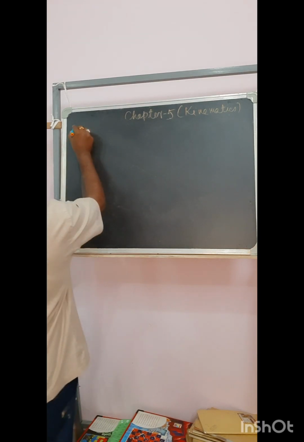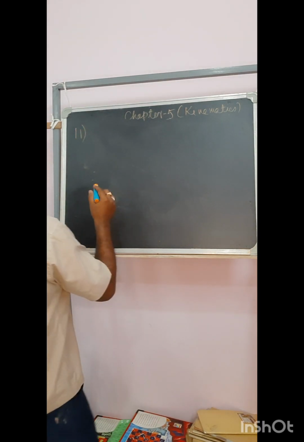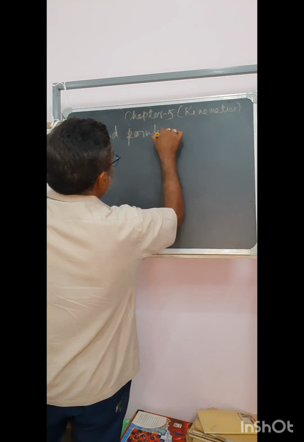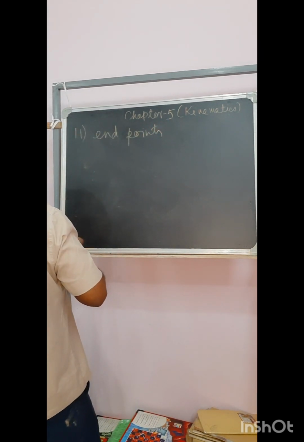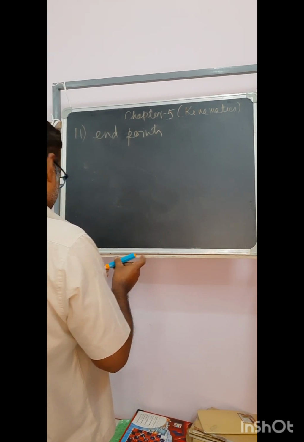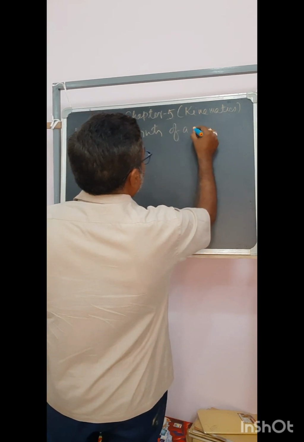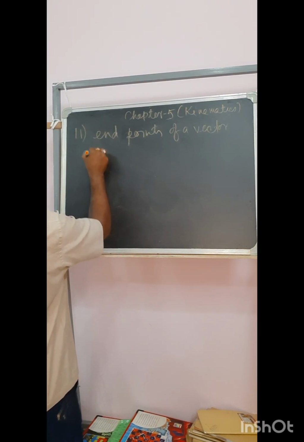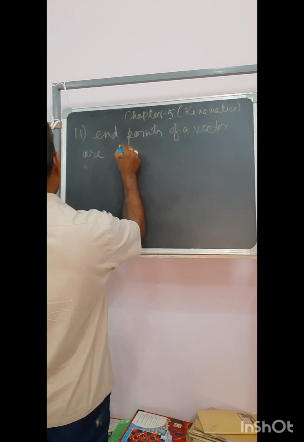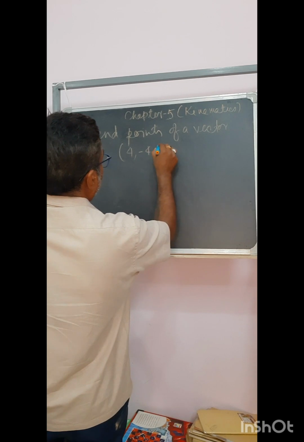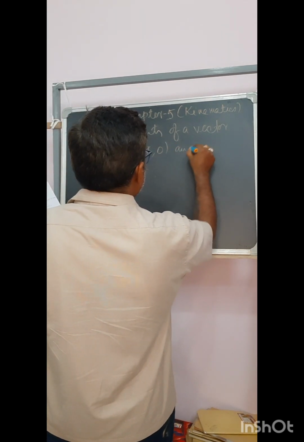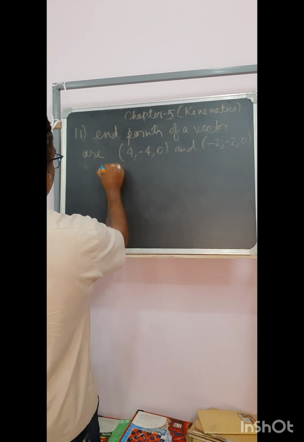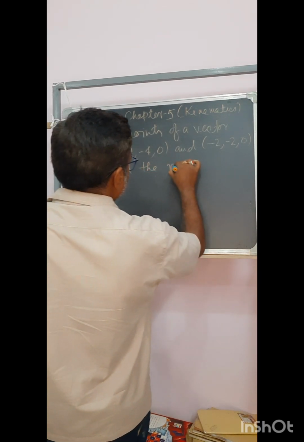The next problem is number 11. The two endpoints of a vector are given. The endpoints of a vector are 4, -4, 0 and -2, -2, 0. Find the magnitude.